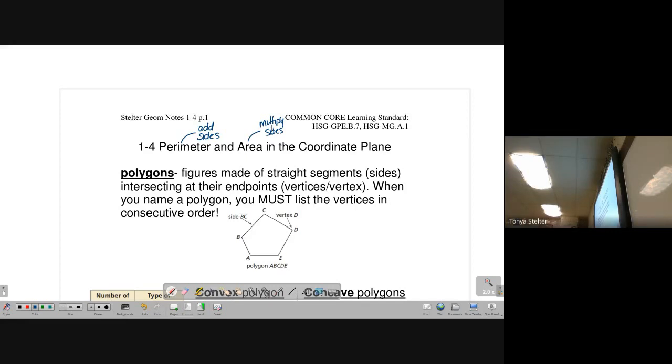Polygons are figures. They have straight sides, so there's no curvature of any of the sides. Their endpoints, like their little corners, are called vertices, or a vertex. And when you name the polygon, you have to go in consecutive order. You don't have to go alphabetical order, although that's usually what happens. But consecutive means you don't skip around, you go one after the other.